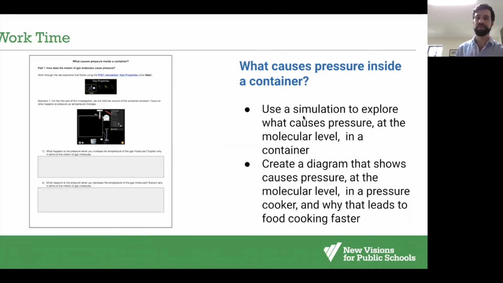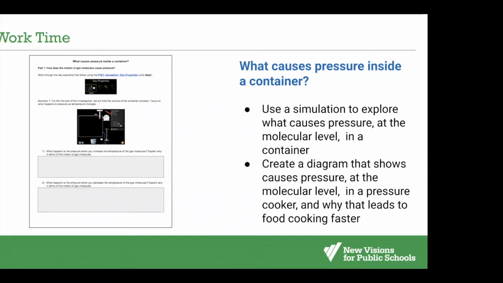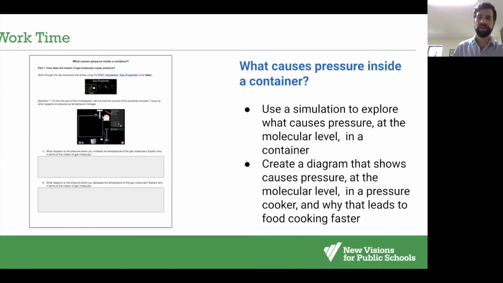And the second part of the work time is now transitioning and building upon that first part, really getting to what causes pressure inside a container, or in particular a pressure cooker. So again, they use a different simulation that's focused on what causes gas pressure at the molecular level. They could see all the particles moving around, and there are different aspects of this that really help them, like the collisions and so on. And then again, we ask them to create diagrams that show what causes pressure at a molecular level. And in addition, how is that leading to food cooking faster?